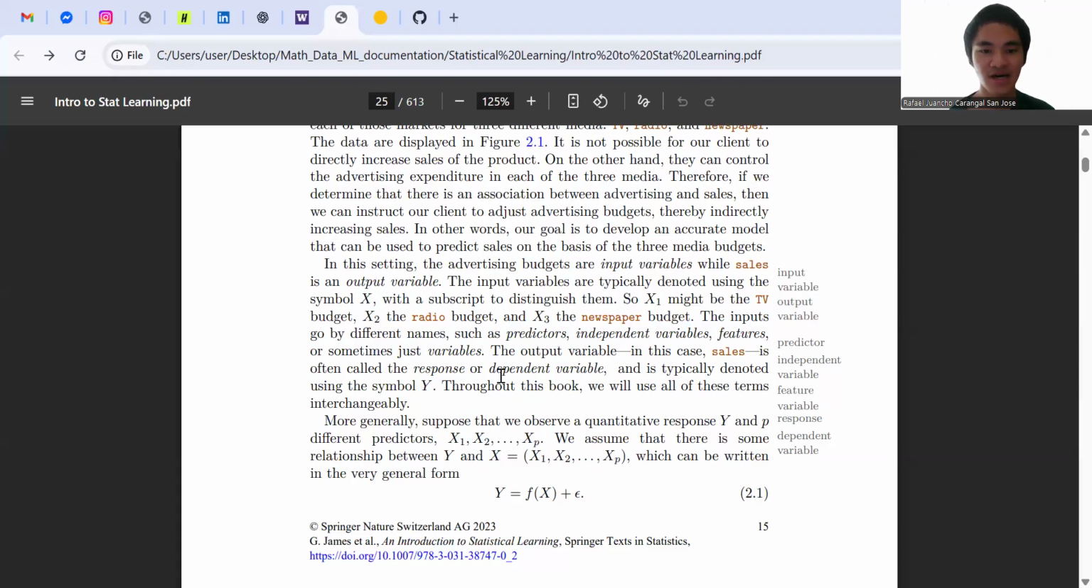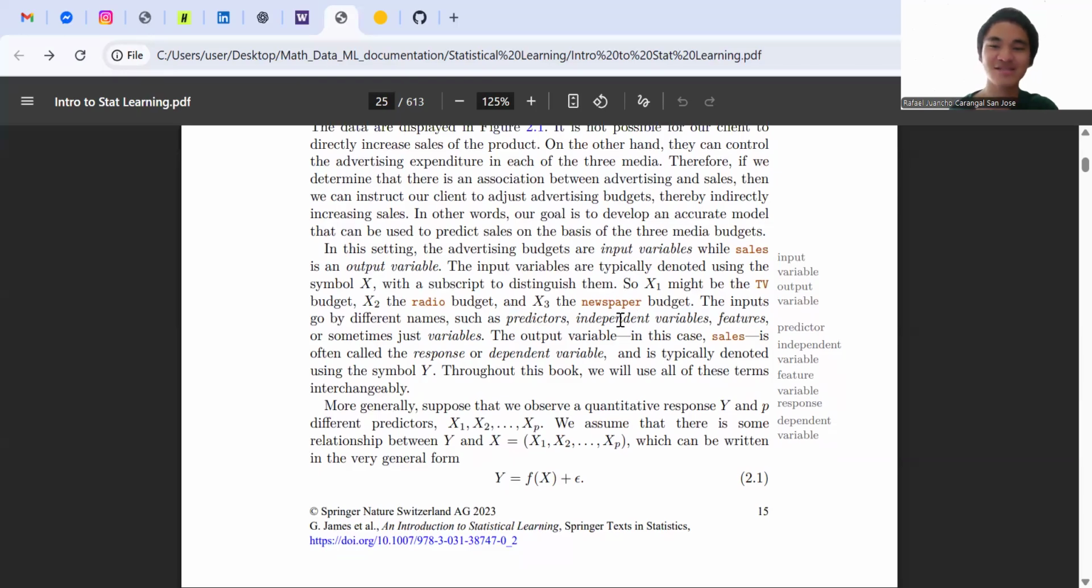So that's sort of like the output. Dependent meaning it depends on the budget, right? And so that's typically denoted using the symbol Y. Throughout this book, we will use all of these terms interchangeably. So they could be called predictors, independent variables, features, or sometimes just regular variables, and then output variable, response, dependent variable.